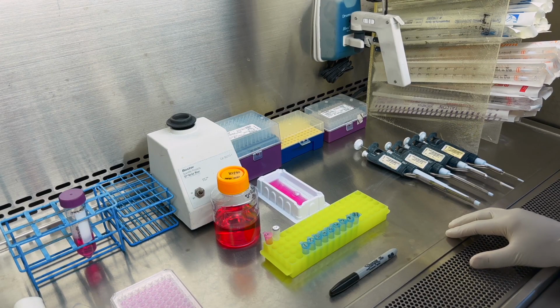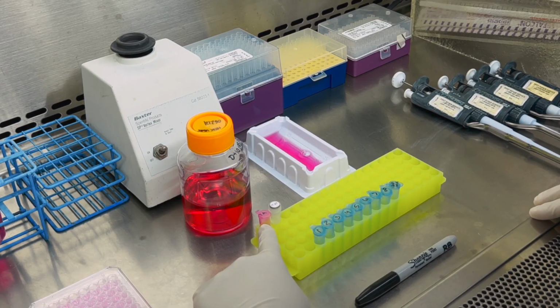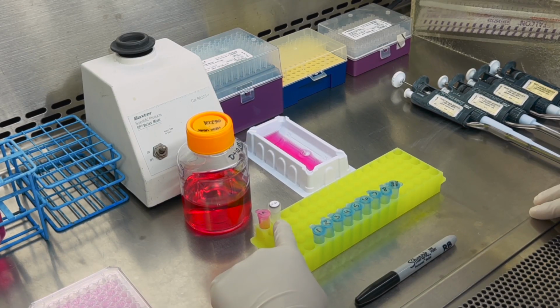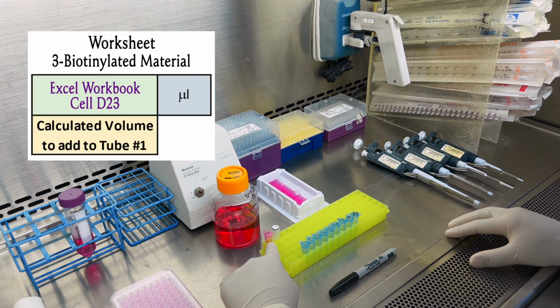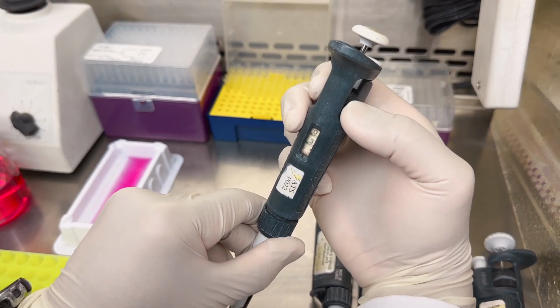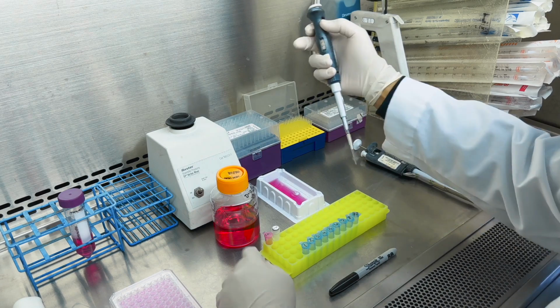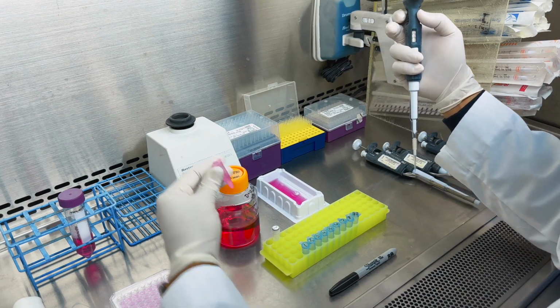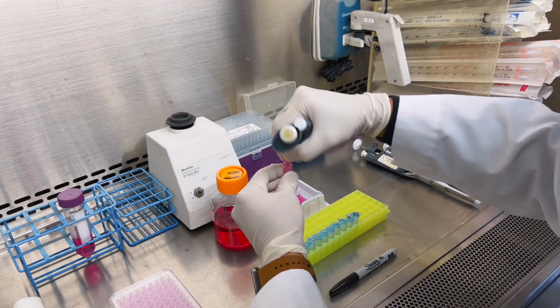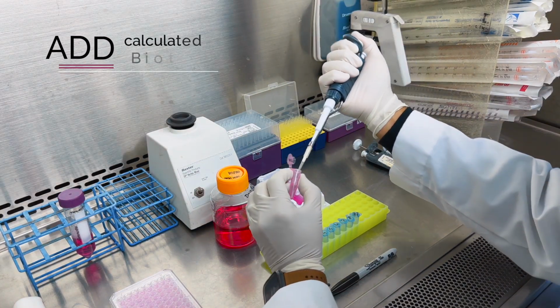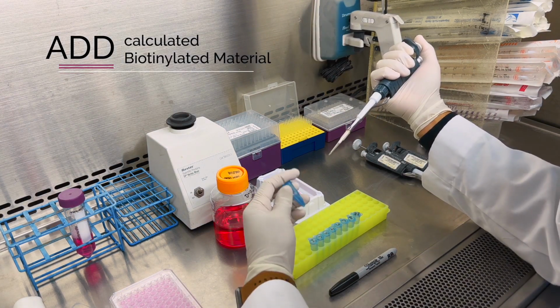In this section, we need the biotin-related molecule and the streptavidin-ZAP that came in your kit. First, we'll use the amount calculated for your biotin-related molecule. This information was calculated on day 1 in the Excel workbook. For the biotin-related molecule I am using in this example, I need 3.5 microliters. Take the vial with the biotin-related molecule and vortex briefly. Take the amount calculated in the workbook and transfer that to tube number 1.